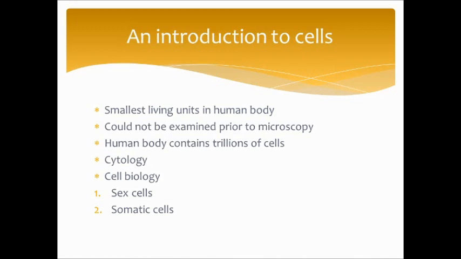The study of cells is called cytology, and then when we incorporate biology, chemistry, and physics all together and integrate them, that's what we call cell biology. There are two different types of cells. We have sex cells and somatic cells. Sex cells are also known as germ cells, and these are our sperm or ova. Somatic cells are any other cells in the body. Somatic means body, so body cells, anything else other than sex cells.